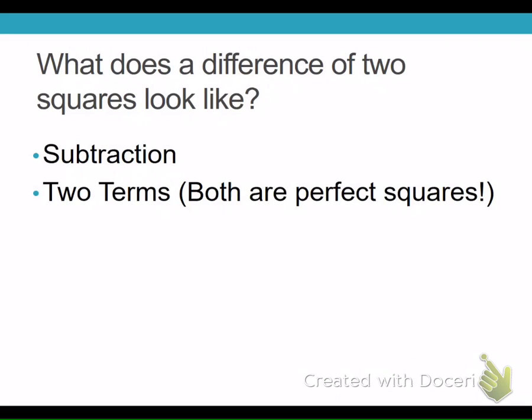All right, so here are the things we're going to look for. What does the difference of two squares look for? Well, just what it says. Difference. Difference means a subtraction sign. It has to be a difference. You also have to have two terms that are both perfect squares.